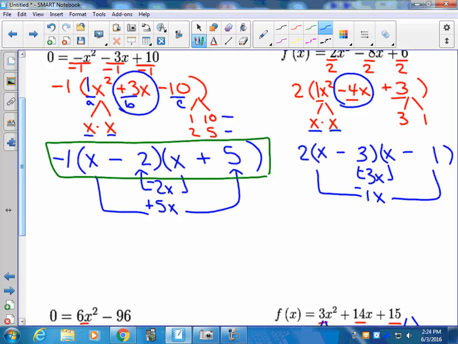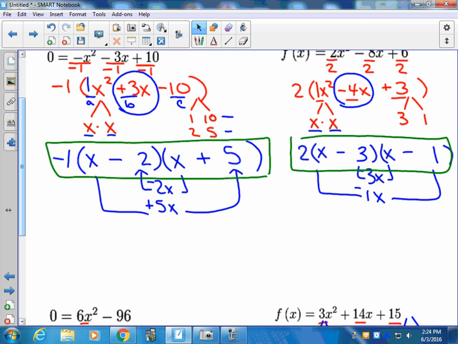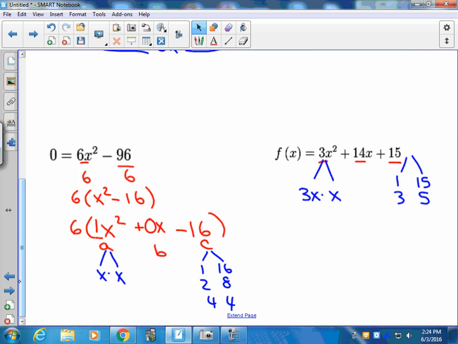X times x is x squared. Negative 3 times negative 1 is positive 3. Okay, and I have factored that equation. Okay, now just a couple left, and then we're finishing up here.